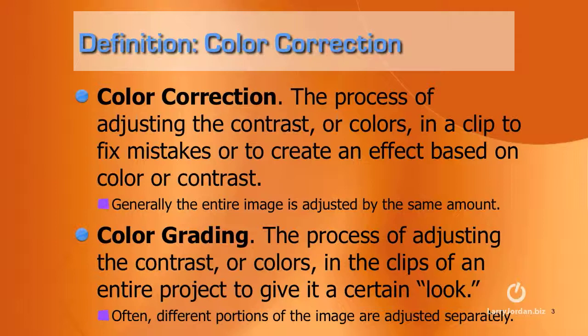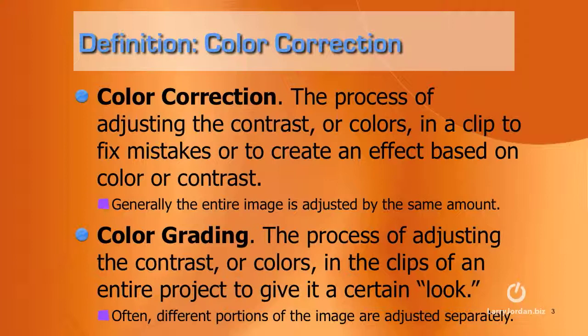Color correction fixes problems. Color grading is the process of adjusting the contrast or colors in all the clips of an entire project to give it a certain look. Often, inside a color grading process, we'll adjust different portions of the image differently. For instance, darken the sky or lighten some facial highlights.